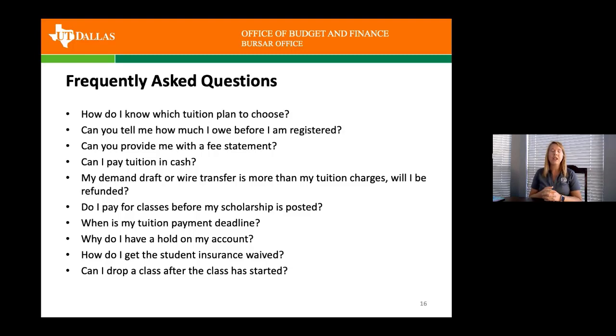Can I pay cash? At this time, you cannot pay cash. Maybe in the future when our office opens, you can pay cash. Again, we don't prefer that you pay cash, but as of right now, we do take cash.